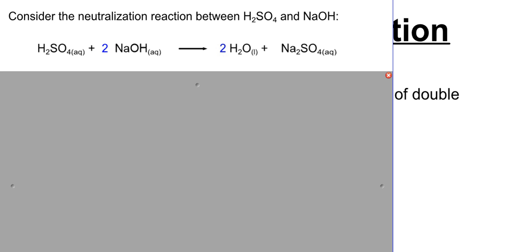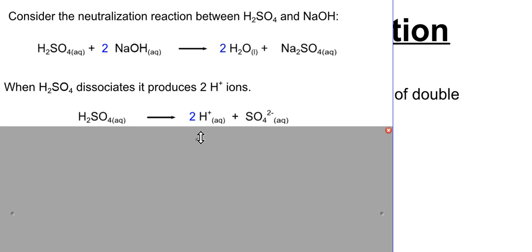So look at this neutralization reaction between sulfuric acid and sodium hydroxide. When I balance this equation out, I've got my acid plus my base, which gives me water and a salt. When I balance it out, you'll see that I've got some 2's here in blue, because I need 2 moles of NaOH for every 1 mole of acid.